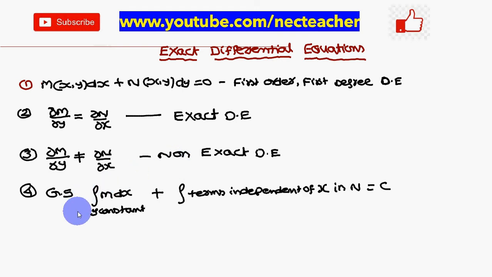The general solution is the integral of M dx, treating y as constant, plus the integral of the terms independent of x in N, is equal to c. Here also you may be slightly confused. M dx is there, therefore integral of M dx, and integral of N dy; just apply the integration. But here, we write only the terms independent of x in N.